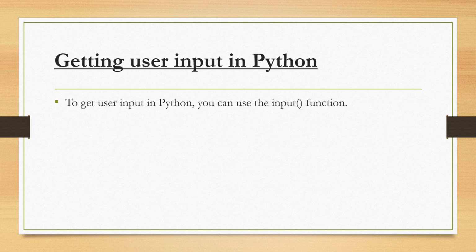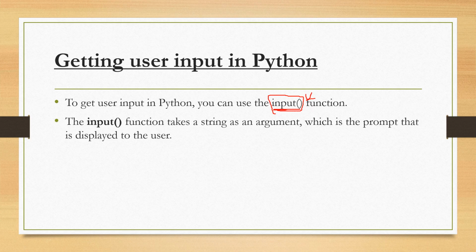So to get user input in Python, you can use the input function. So this is very important, you have to understand this. So this is the input function, it is an inbuilt function. So this is the function, input function. It is very important, it is used to take the input from a user. So now input, and there should be brackets, so there should be parentheses used here.